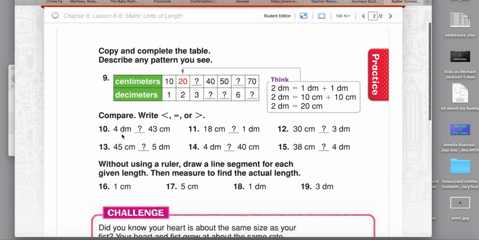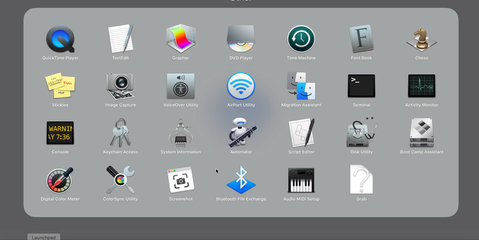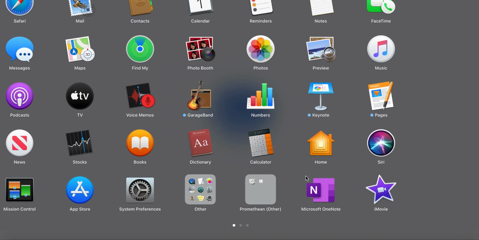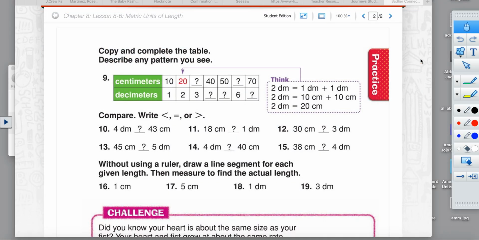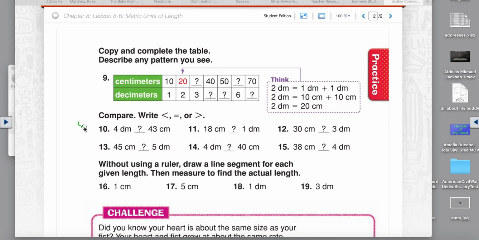But again, you can't compare decimeters to centimeters. You have to get them both the same so you can convert them, or you compare them. I'm sorry. So again, 4 decimeters. Let me pull up this again. 4 decimeters is how many centimeters? It's 40. So 43 centimeters is larger.